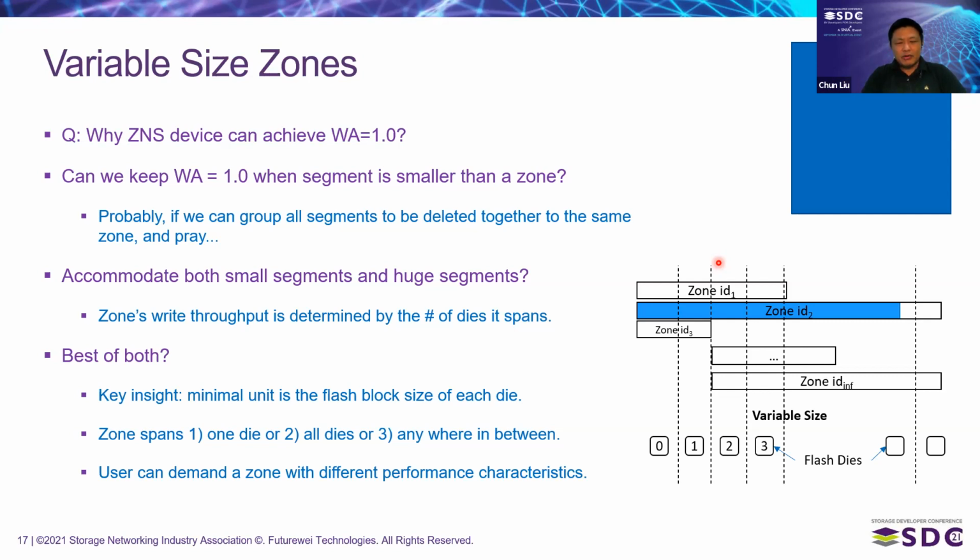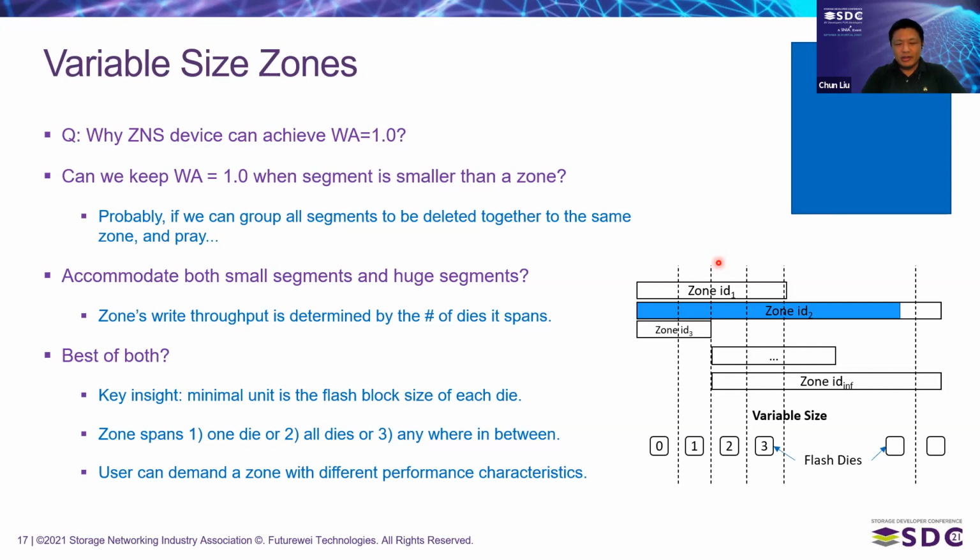But can we keep write amplification at 1 when a segment is smaller than a zone? Well, the device amplification is still going to be 1, but we need to copy forward all the valid segments to other zones before we recycle a zone. So the overall write amplification is going to be bigger. We can mitigate the issue by grouping the segments to be deleted together into the same zone and pray that those segments indeed expire together.